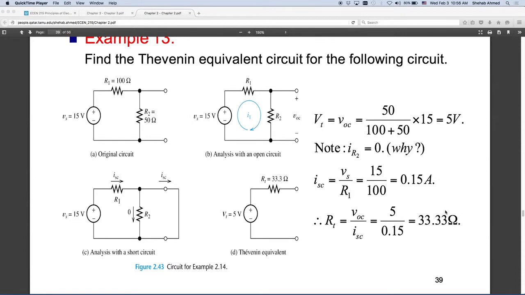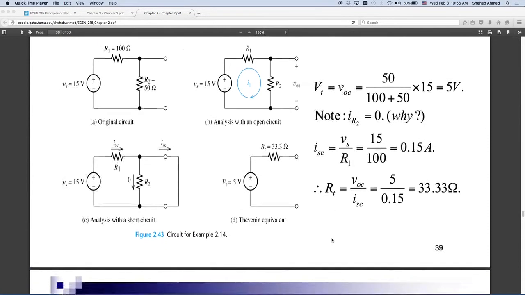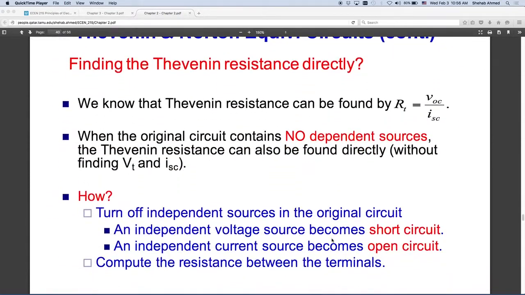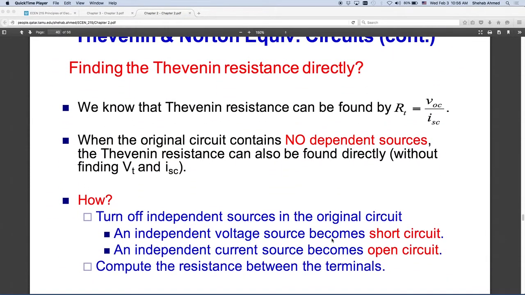Find the open circuit voltage, find the short circuit current, and then the R Thevenin will be the ratio between them, using basically Ohm's law applied to the equation. Okay, so that's what this slide says here: when the original circuit has no dependent sources, you can apply this trick.